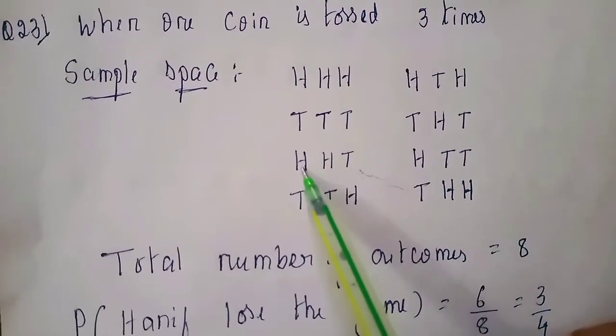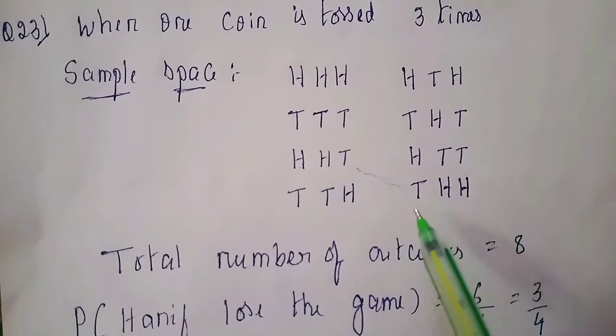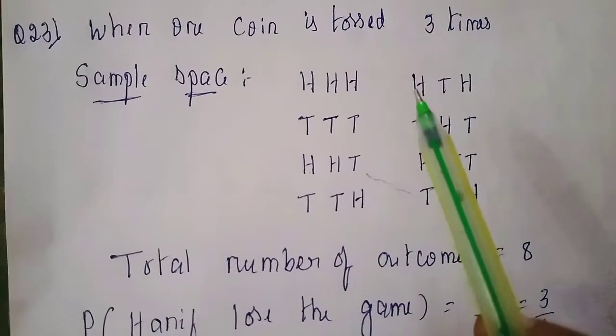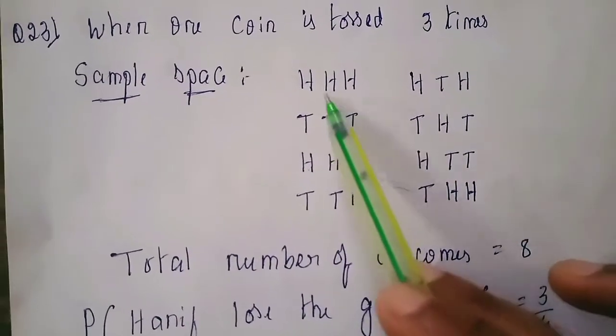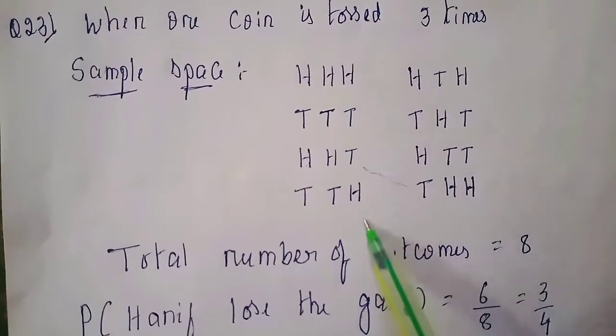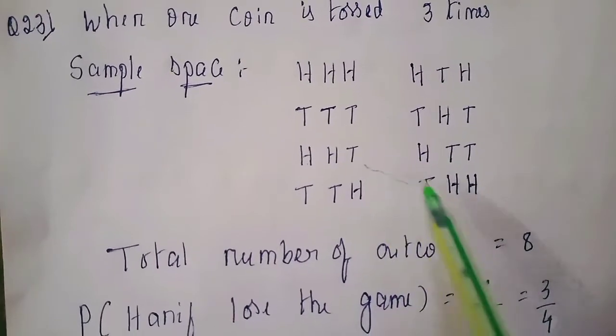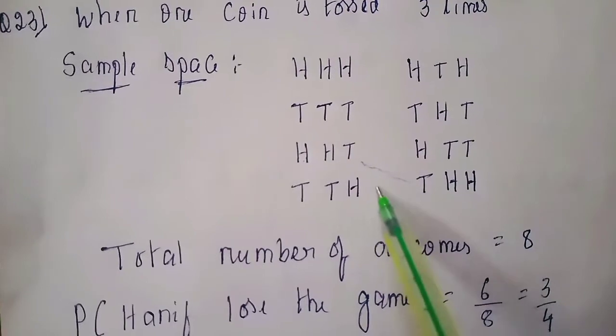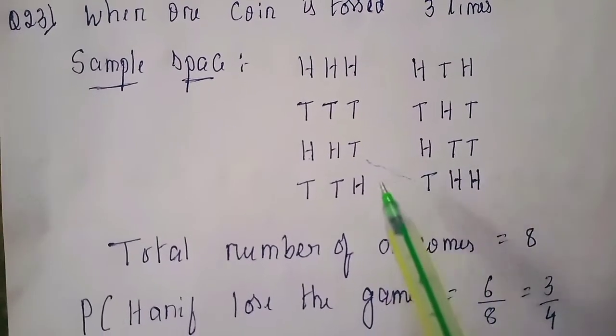So this is first time, second time, third time. You cannot merge. If you take 3 coins, this is of the first coin, this is of the second coin, and this is of the third coin. So these two will be same. Similarly, HTT and TTH are not same, they are different.